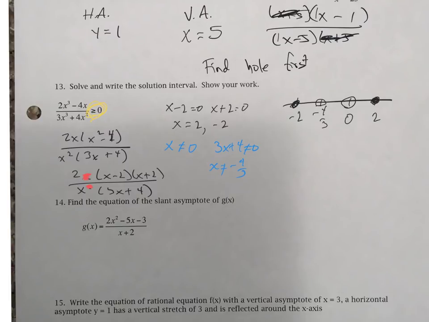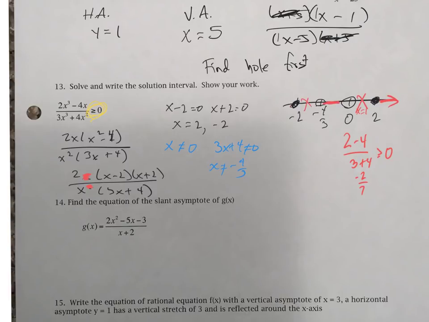Then you select a number. You cannot select a number that is on the number line. So I'm going to select x equals 1, which of course is right here. Plug that back into the original. So we would end up with 2 minus 4 over 3 plus 4. Is that greater than or equal to 0? This is negative 2/7. So no, that doesn't work. And so then these are our intervals that do work.